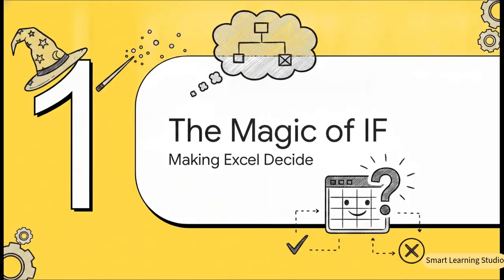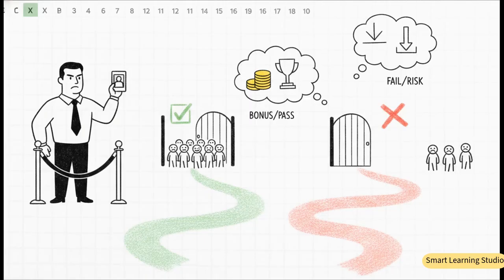So, part 1, the magic of IF, making Excel decide. At its core, the IF function performs what we call a logical test. Honestly, the best way to think about it is it's like a bouncer at a club. A very strict, very efficient bouncer. That bouncer checks an ID, that's your condition, and based on what that ID says, they send you down one of two paths, right? You're either on the list or you're not. Well, Excel does the exact same thing with your data.